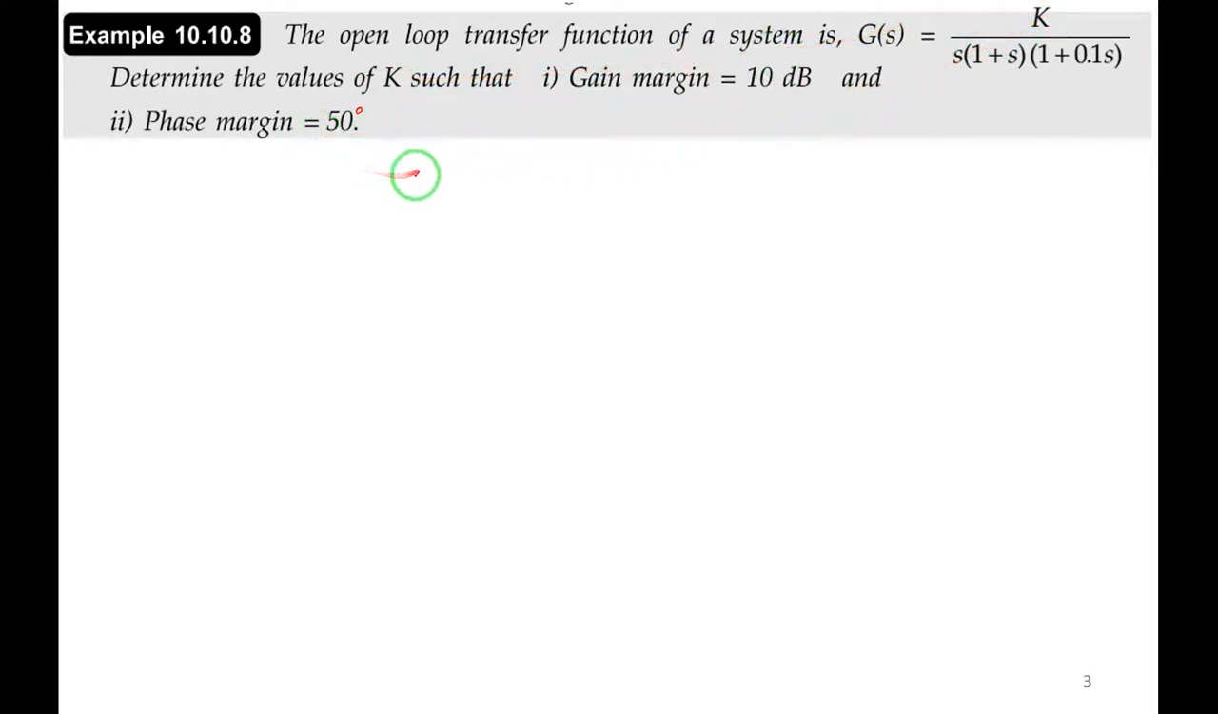This is one variety of problem, right? This problem we have not solved earlier. K was having some value like 2 or 20 something, but here we have to determine the value of k. How to do that using Bode plot, we'll see. We'll start as usual. First we'll get the magnitude plot table.